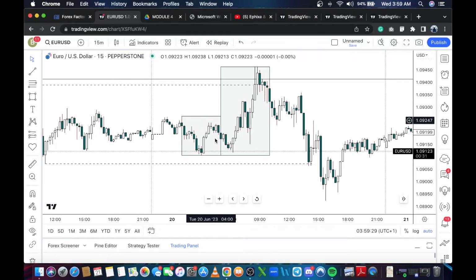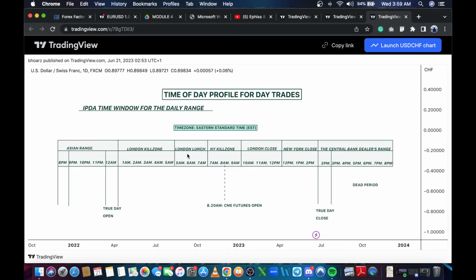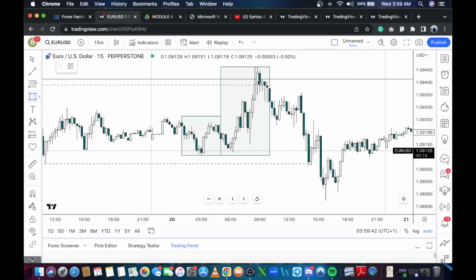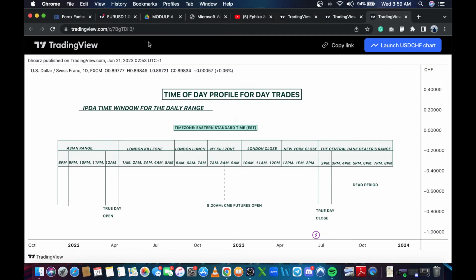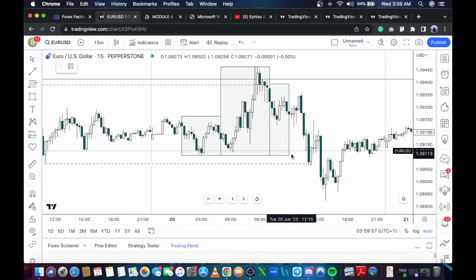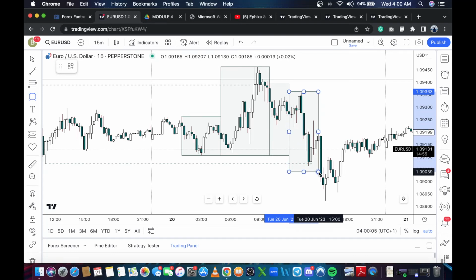Okay, so this is your Asian session. I'm going to make it a different color scheme so you see clearly what I'm talking about. This is Asian session. This is London session. And then what you have here is your London lunch, which is between 5 a.m. to 7 a.m. Eastern Standard Time. So between 5 a.m. to 7 a.m., that is your London lunch there. And then New York session is 7 a.m. to 9. Between 7 a.m. to 9 is New York session.